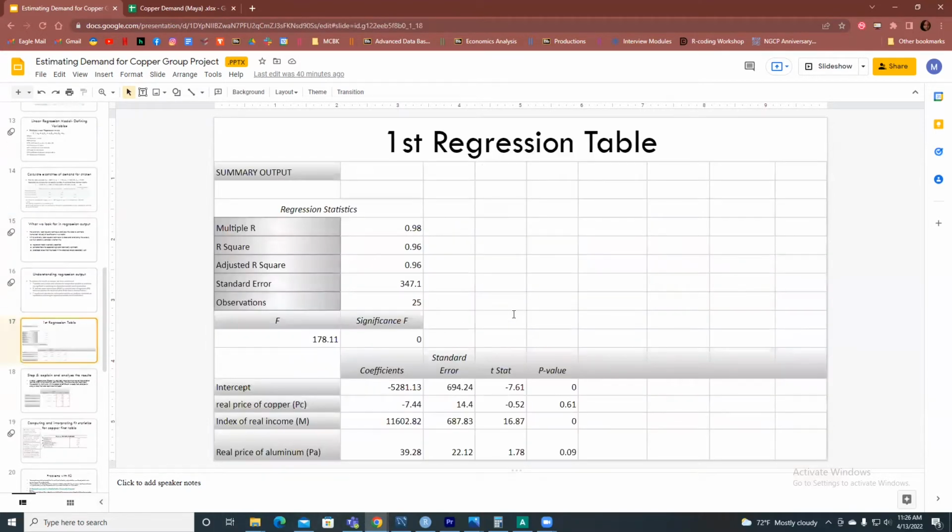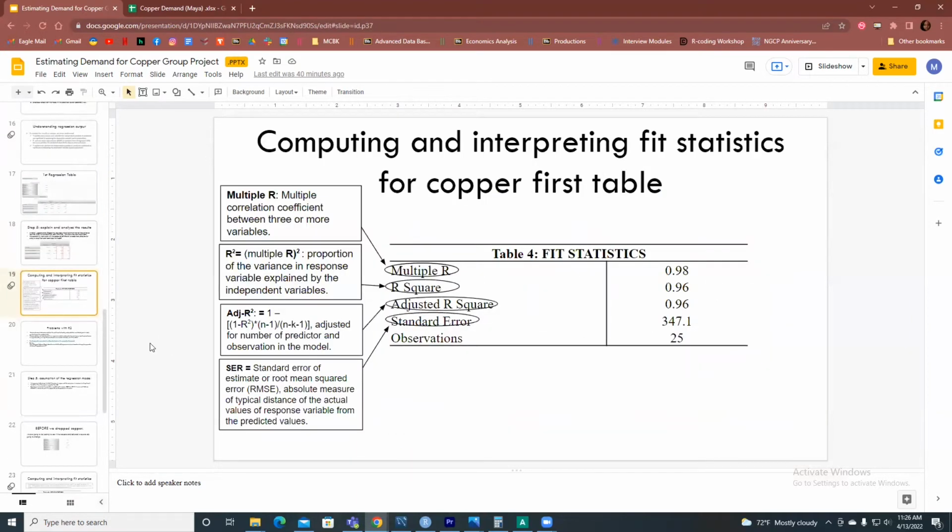Next, what we did was, we had a regression table, and we're specifically looking at the p-value. So you're going to want your p-value to be under 0.5. This means that the price is significant. As you can see here, the real price of copper and the real price of aluminum are not significant. So you can also see here that our adjusted R-squared right now is at 0.96 and our standard error is 347.